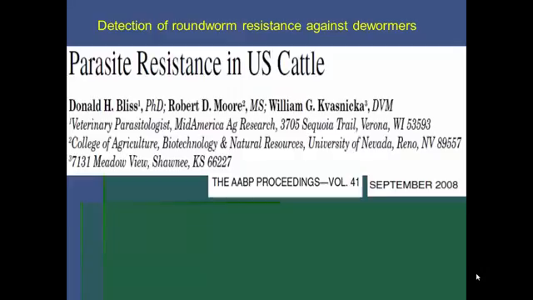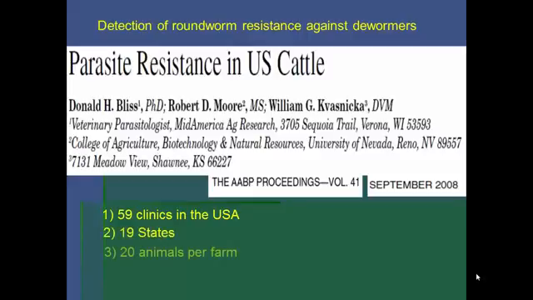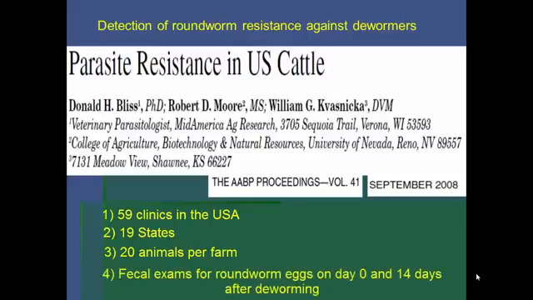Now, before I move on to how and why resistance makes its appearance on a farm, I wanted to show a study to illustrate how resistance against roundworms is typically identified. This is a study that was done in 59 clinics in the US from 19 different states. They selected 20 animals from each cattle farm, and they collected fecal samples from each one of those animals on day 0 and then 14 days after they were given a dewormer.